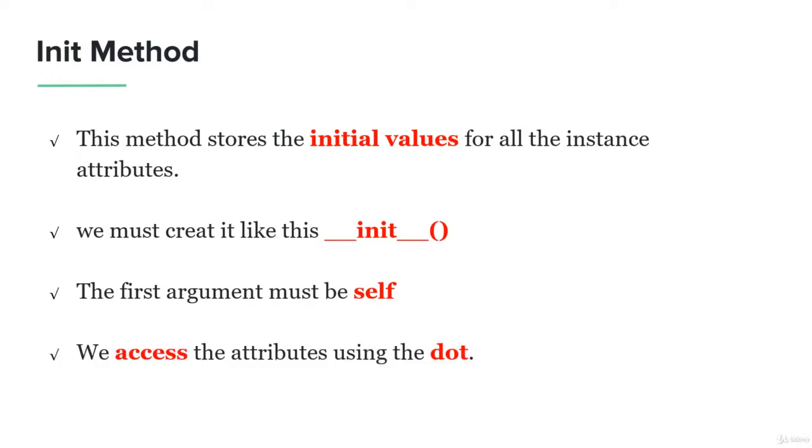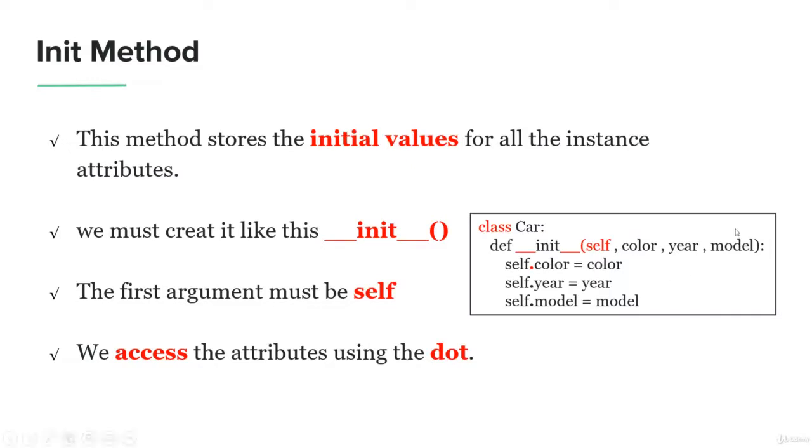And we access the attributes of the instance using the dot operator. We saw this dot operator when we accessed the methods or the functions for the list, for example, or the dictionary or the sets and so on. So this is an example for a class. We have a car class, and for each car we have color, we have year, we have model, for example.